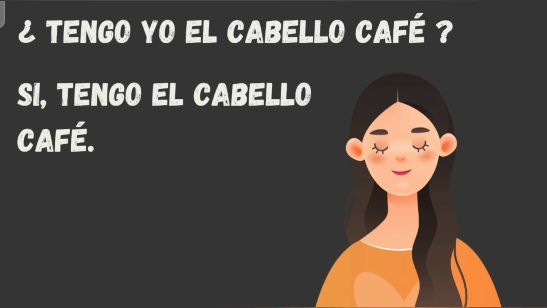She has brown hair, so the answer in Spanish would be sí. That means yes. I have brown hair. Tengo el cabello café. Okay, you can put yo tengo el cabello café. I have brown hair. But also you can put tengo el cabello café without the personal pronoun yo. So you can say sí, tengo el cabello café, or sí, yo tengo el cabello café. Okay?